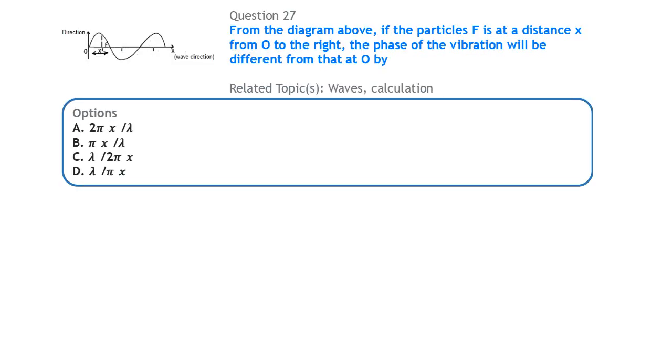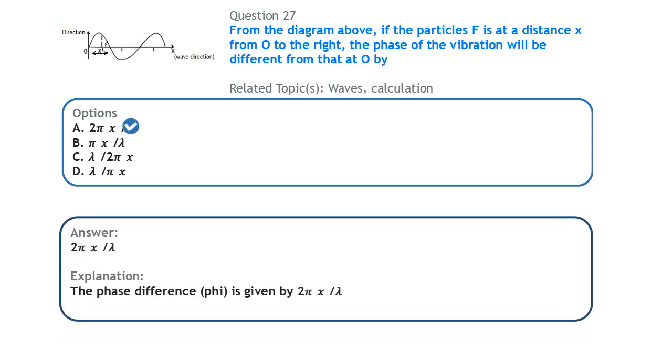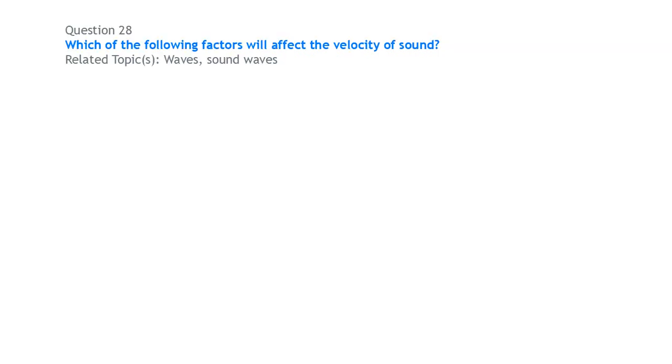From the diagram above, if the particle F is at distance x from O to the right, the phase of the vibration will be different from that of O by what? The phase difference phi in a progressive wave equation is given as 2 pi x over lambda, where lambda is the wavelength.